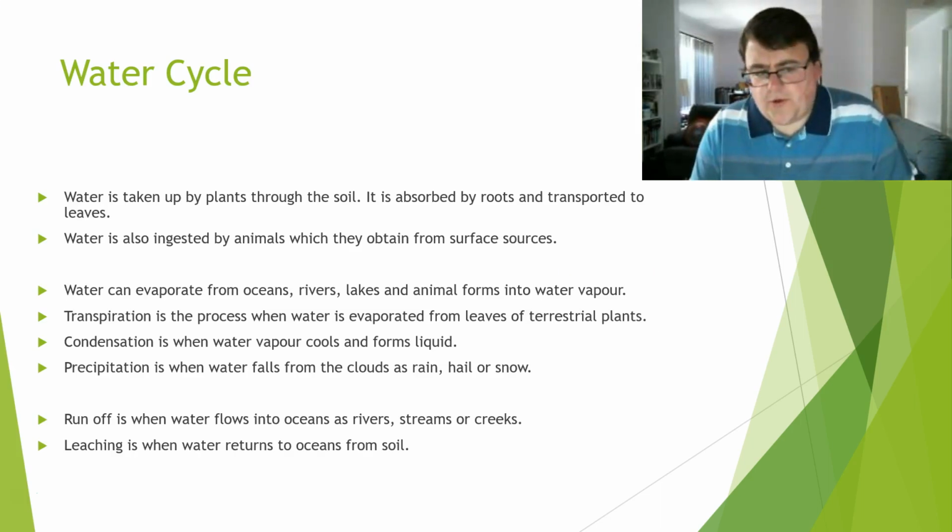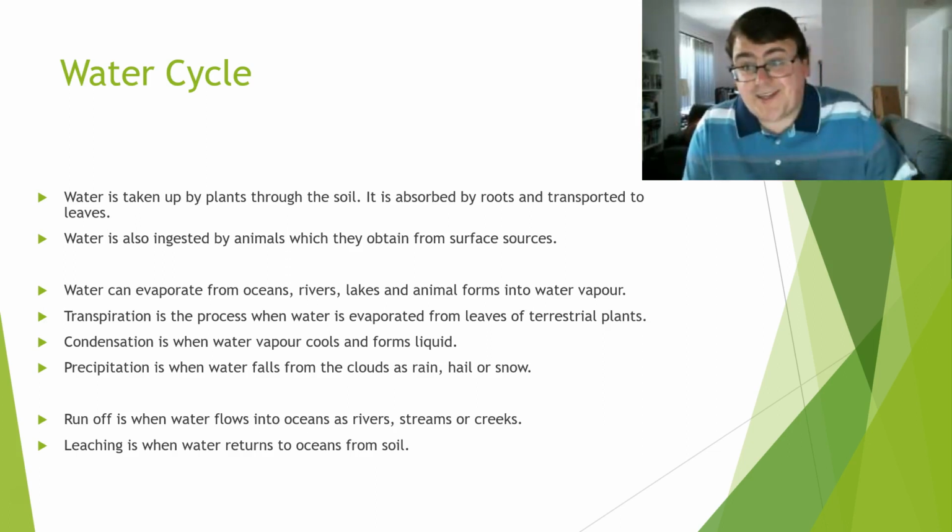So we know that water is taken up by plants through soil. It's absorbed by their roots, and they have extensive root hairs to help with that, which we learnt about in our last topic. And then that water is transported to the leaves through the xylem and phloem. Water is also ingested by animals. They obtain that from surface soil, from ponds, or in humans from taps.